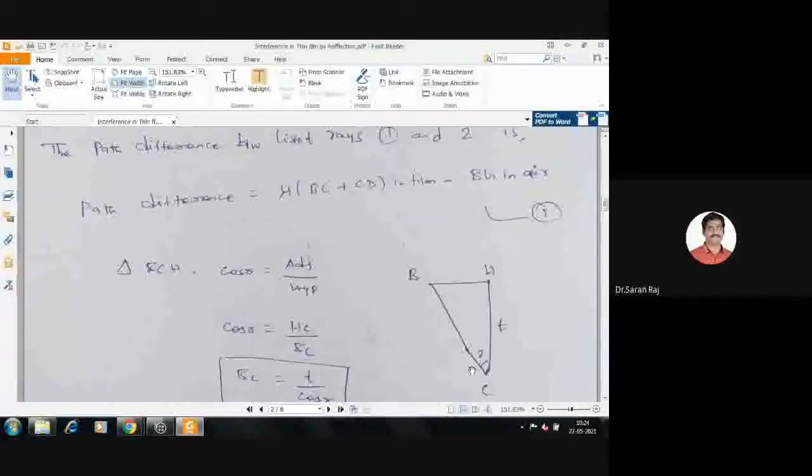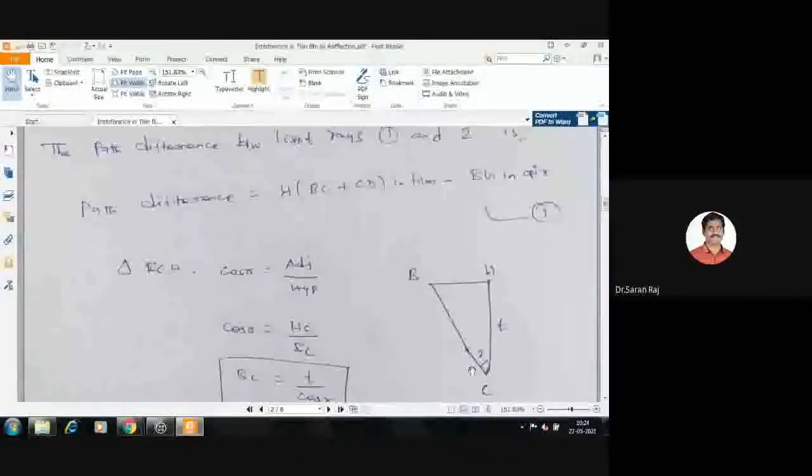Already you know the trigonometric formulas. What is sine theta? Sine theta is opposite divided by hypotenuse. Cos theta means adjacent divided by hypotenuse. Tan theta means sine by cos, that is opposite by adjacent. So that is the trigonometric formula.